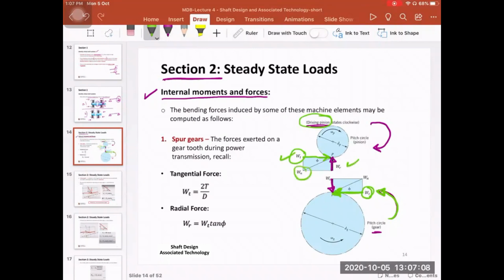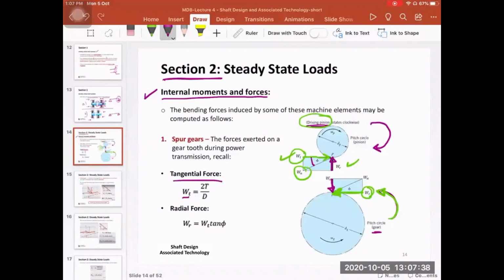So W_N here is your resultant force, and the angle between the resultant force and the tangential force is phi, which is the pressure angle. First, you find the tangential force based on either the power or the torque, and the tangential force is the same on the pinion and on the gear. They are opposite in direction, and they are the same in magnitude based on Newton's third law.